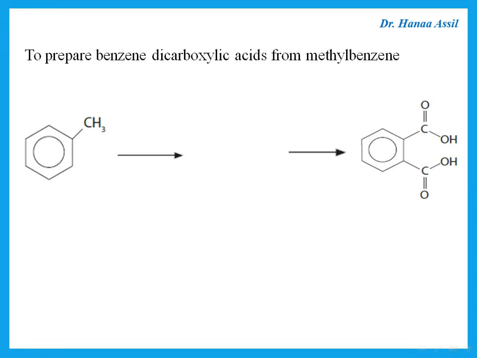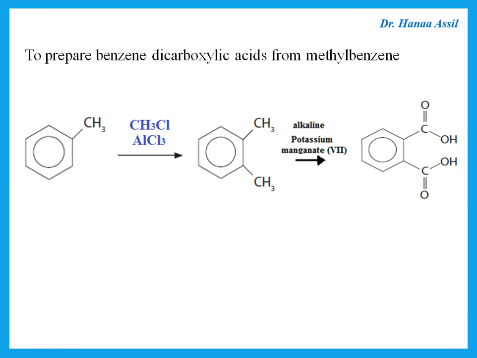Again, if he says, I want to prepare this dicarboxylic acid from methylbenzene. So we're starting with methylbenzene and I want 2 carboxylic acids. So what can we do? We can first add another methyl on the benzene ring. So react it with methyl chloride in presence of aluminum chloride. This puts another methyl group on the benzene ring. And then we can oxidize this using alkaline potassium manganate. This will put 2 carboxylic groups on the benzene ring.